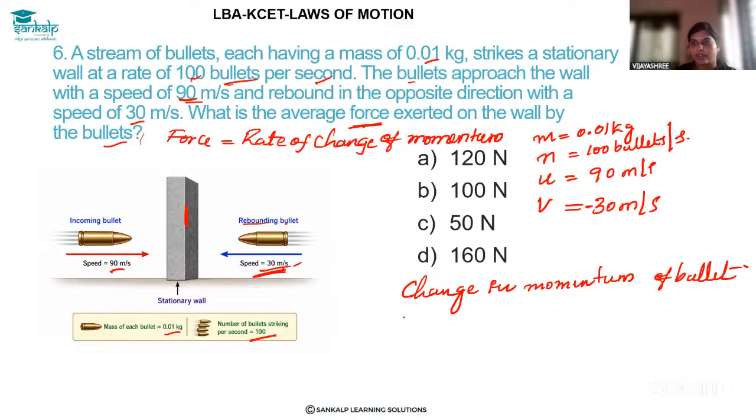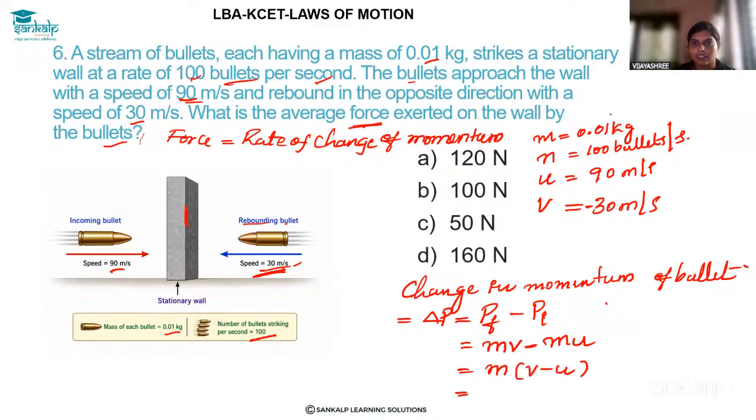The change in momentum of the bullet is called delta P, which is equal to final momentum minus initial momentum. Final momentum is mv, initial momentum is mu. Delta P is equal to P final minus P initial. Momentum is mass into velocity, so delta P equals m into (v minus u).